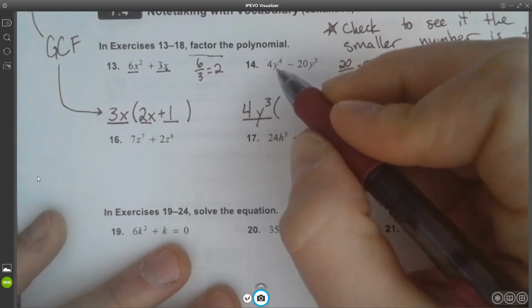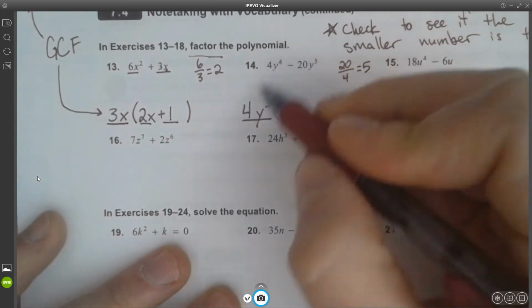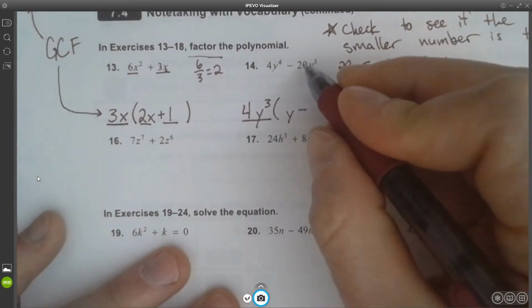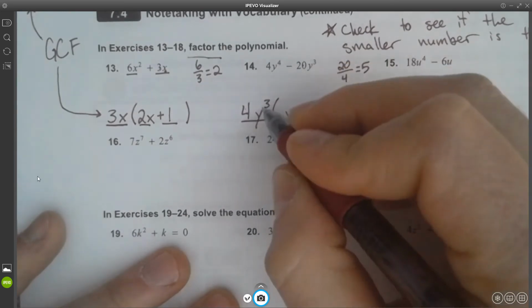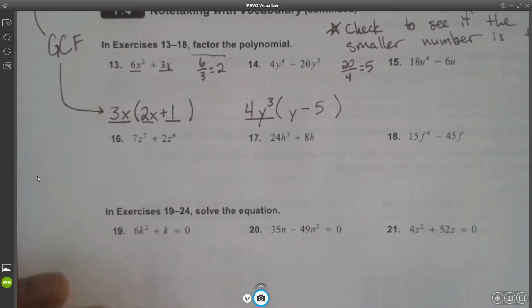Then I would have 1 y left out of 4. 4 divided by 4 is 1 as well. And then bring my minus sign down. 20 divided by 4 is 5. And I took all 3 y's out of that first term. So now I've factored out the greatest common factor. That's all you have to do to find the greatest common factor.